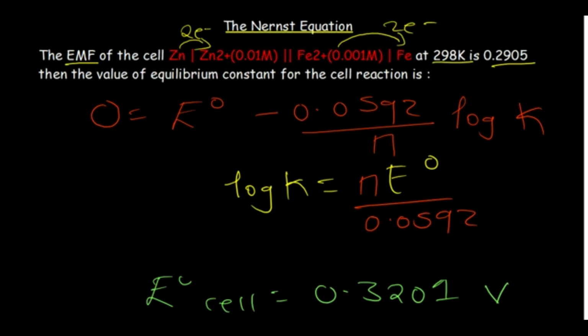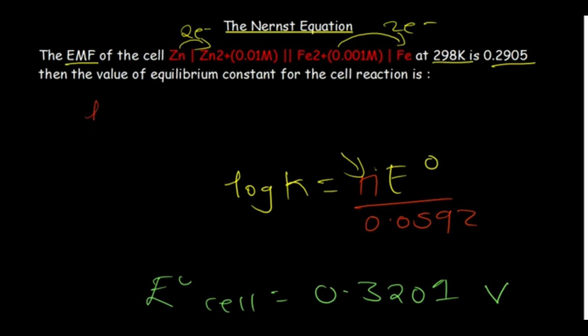So now at this point we have our standard cell potential, and then we have n. So n still represents the number of electrons that were being lost again in the reaction. So we just want to substitute now and then see what we're going to have.